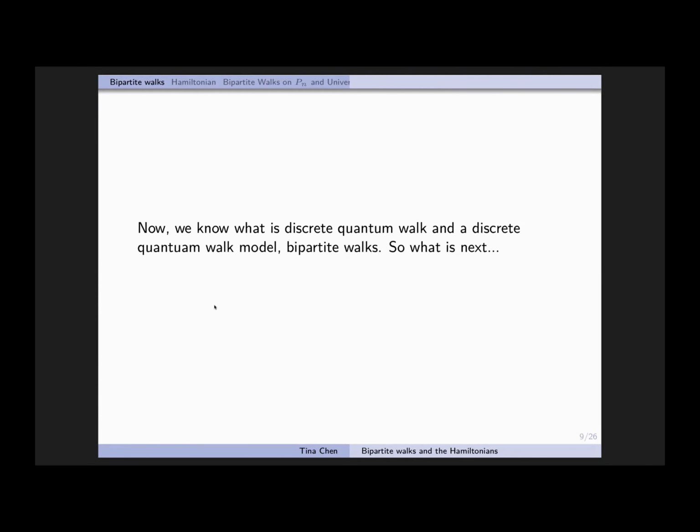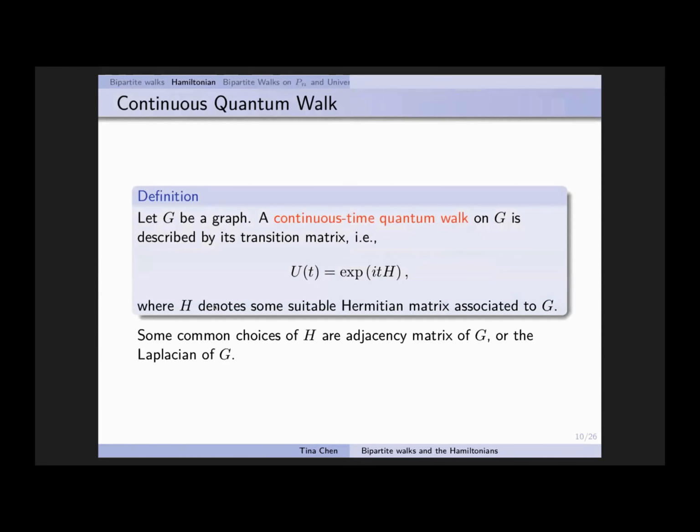And right now we know what a discrete quantum walk is, and we know a model of it, a bipartite walk. So what is next? The next is the continuous quantum walk. I'm going to define that over a graph. A continuous quantum walk on a graph G will be described by its transition matrix U(t), and t is the time here.